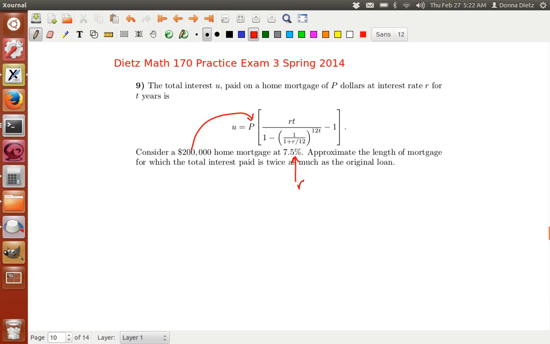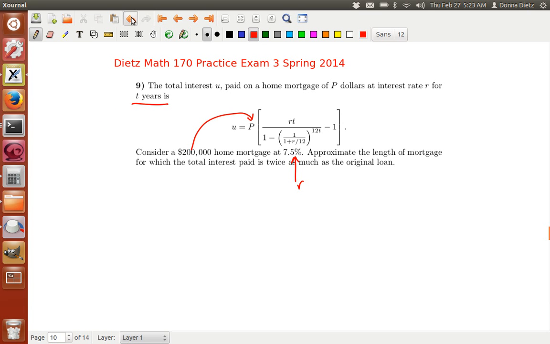Approximate the length of mortgage for which the total interest paid is twice as much as the original loan. So I guess here you need to know what T is doing. It says the total interest paid on a home mortgage for T years. So this is what this formula is actually telling you.